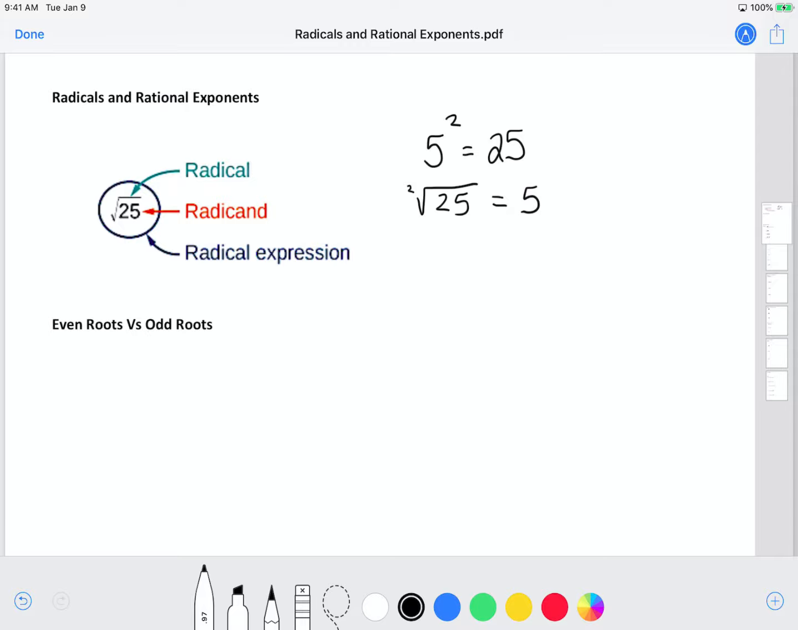The symbol of the square root is called the radical, and that could be a third root, a fourth root, it can be any kind of root, and the symbol is the radical. What's underneath the radical is called the radicand, and the whole expression together, the square root of 25, is called the radical expression.